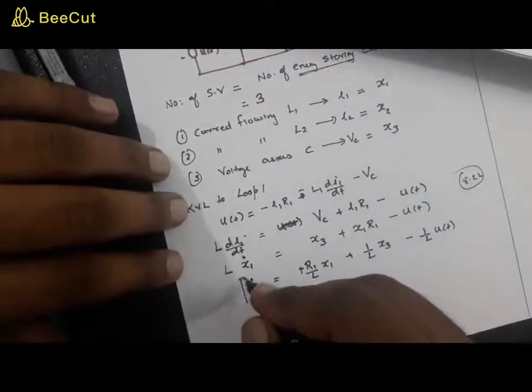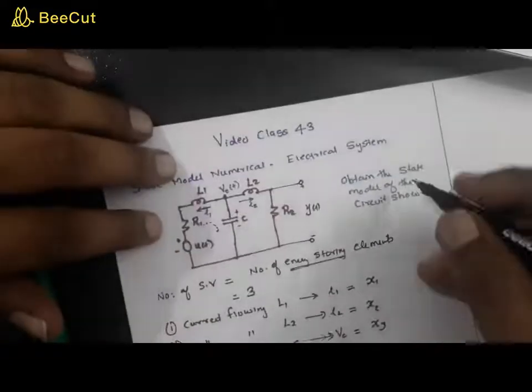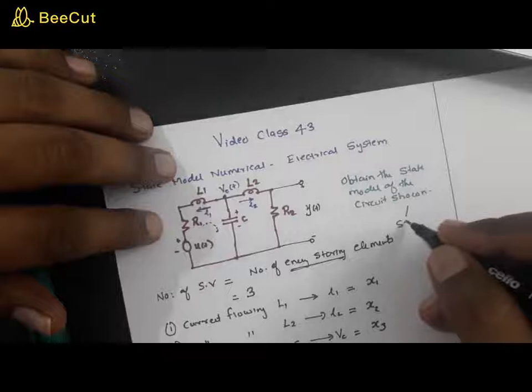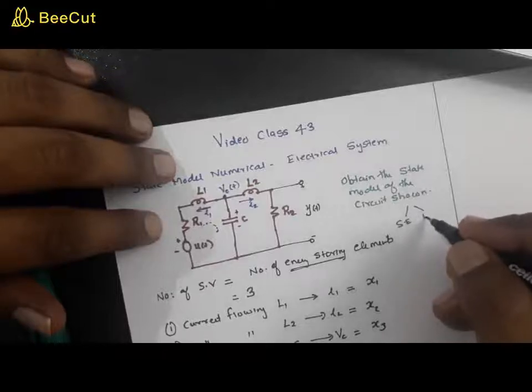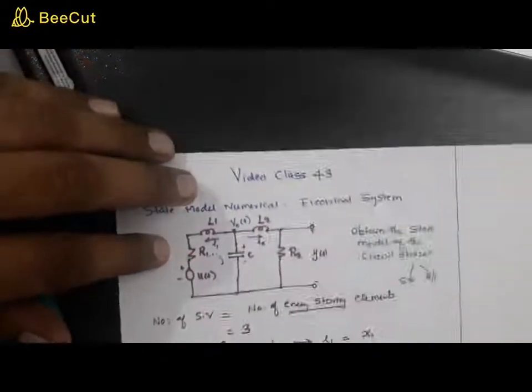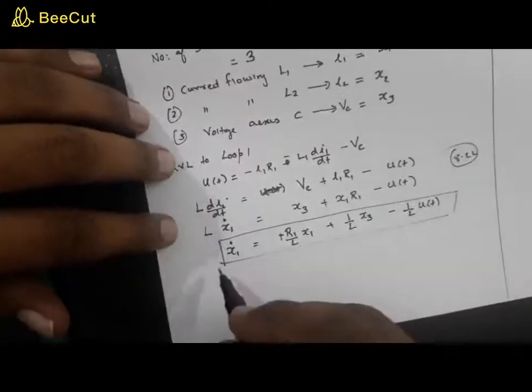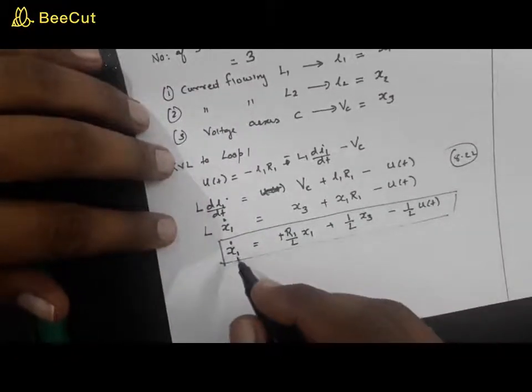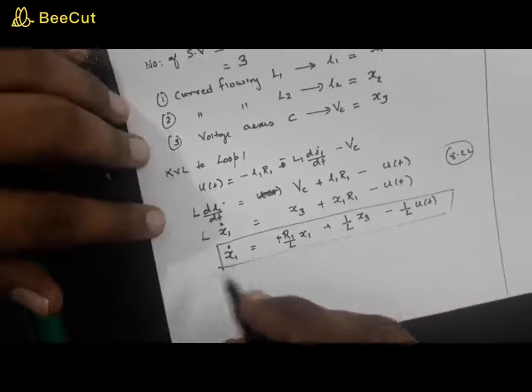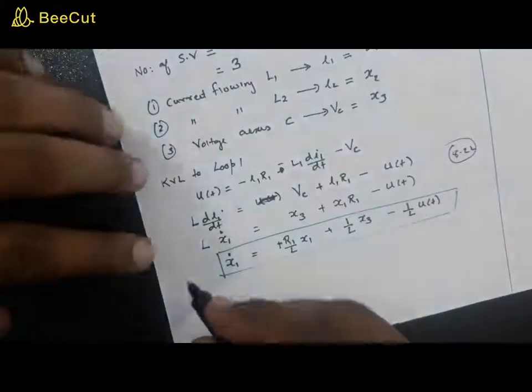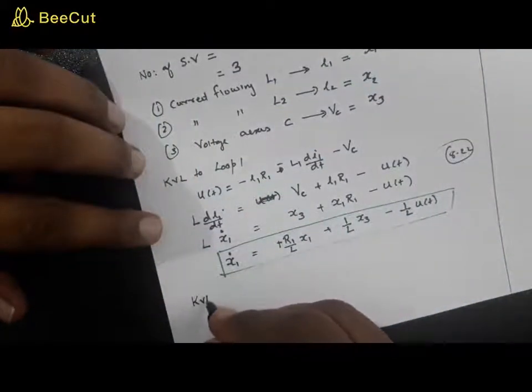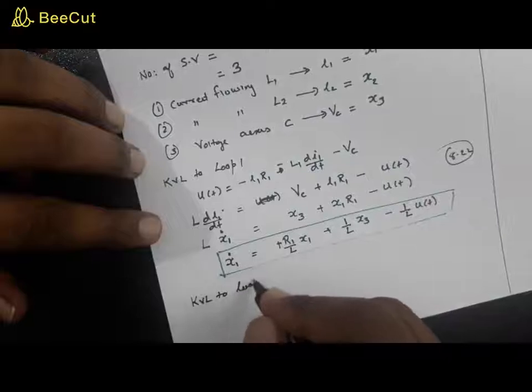Now what is the meaning of state model? The meaning of state model is to obtain the state equation as well as the output equation. So you got a part of the state equation as x1 dot. Now what is the next step? The next step is to apply KVL to loop 2.